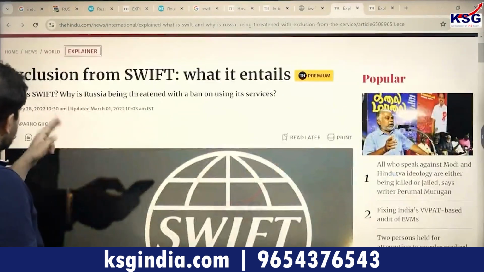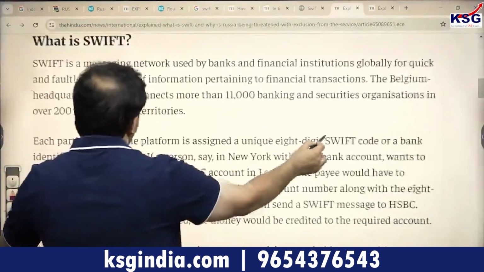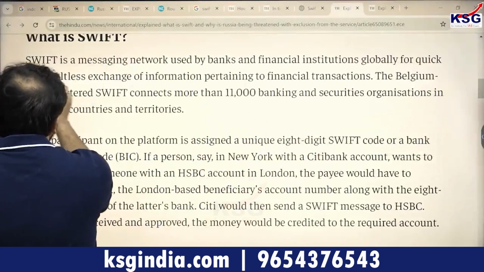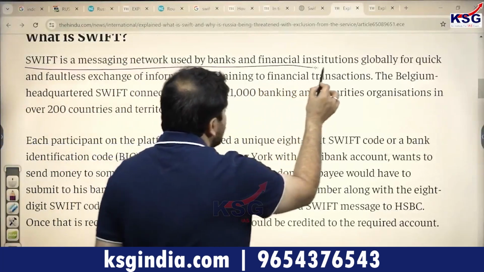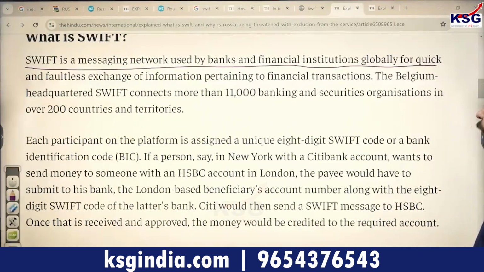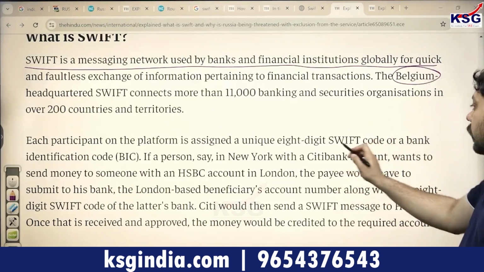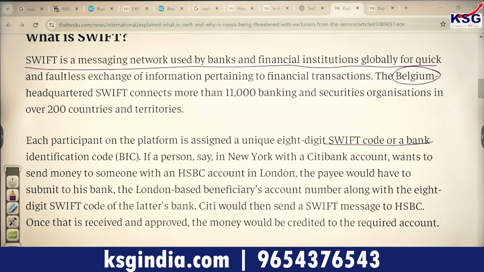Exclusion from SWIFT, what does it entail for the Russians, right? Now take a look at this. SWIFT is a messaging network used by banks and financial institutions globally for quick and faultless exchange of information pertaining to financial transactions. The Belgium-headquartered SWIFT, please note, connects more than 11,000 banking and securities organizations in over 200 countries and territories. Each participant on the platform is assigned a unique 8-digit SWIFT code or banking identification code.